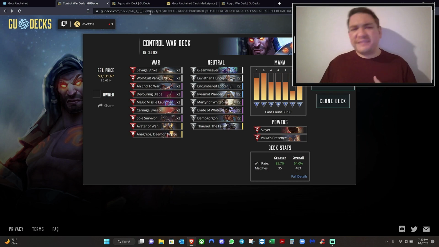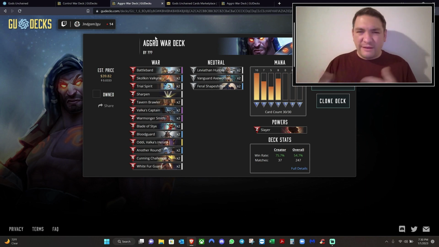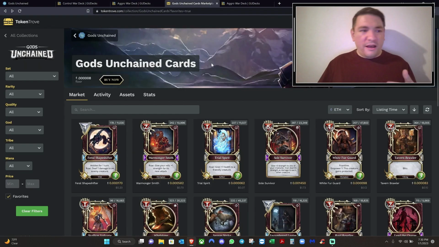So instead, what I did is I took the war deck, I took the aggro deck, and I went through a couple other decks that were created in GU Decks, and I made a list of all the cards, the ones that were commonly repeated, and then I tiered them by price. And I favorited those on Token Trove.